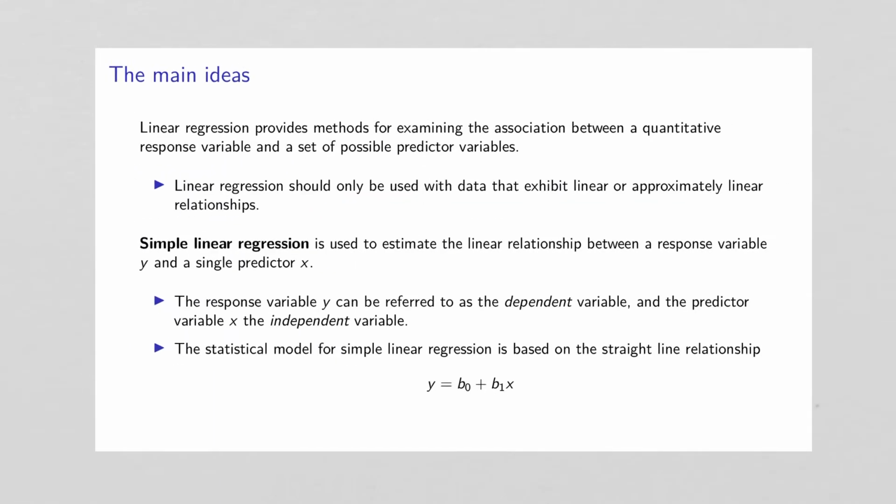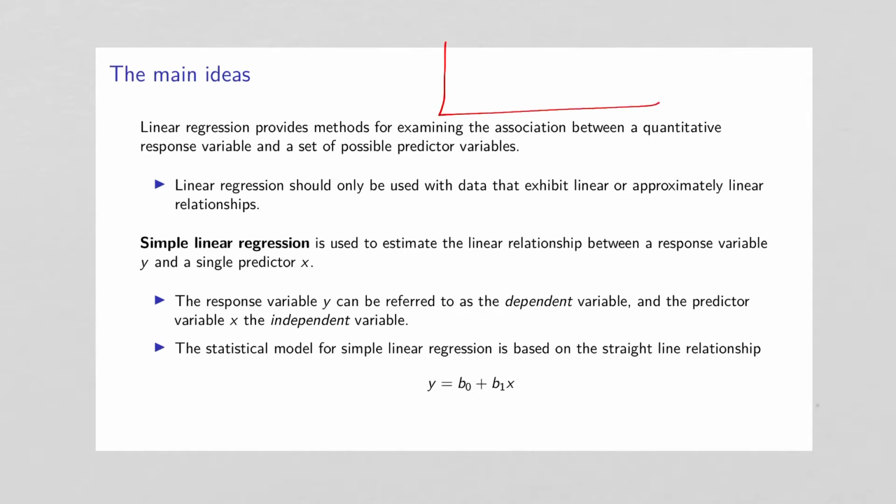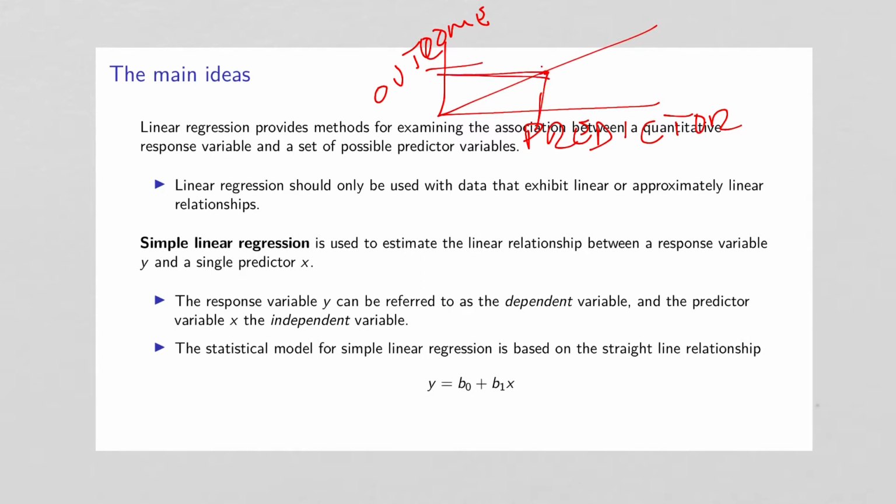So the main idea here is that linear regression provides methods for examining the association between a quantitative response variable and a set of possible predictor variables. Usually we draw it like this, right? The predictor over here on the x-axis and the outcome variable on the y-axis. And if there's a relationship, then if I give you a number for the predictor, you should be able to give me the outcome that is most probable, and you draw a line, and that's where the two lines meet.